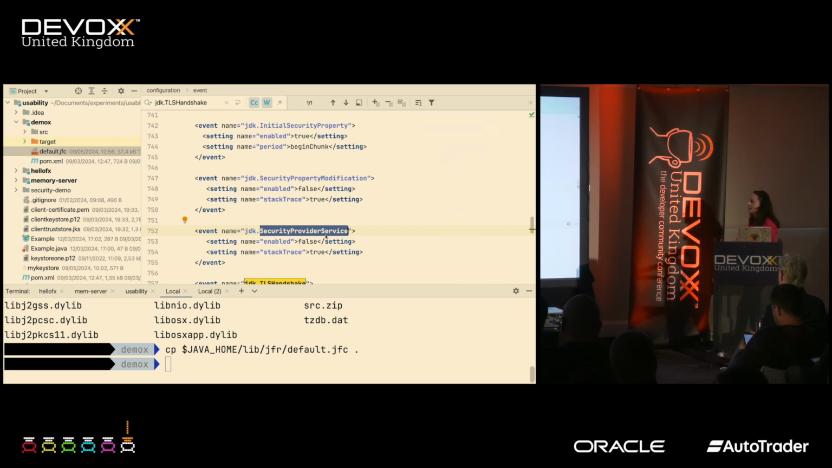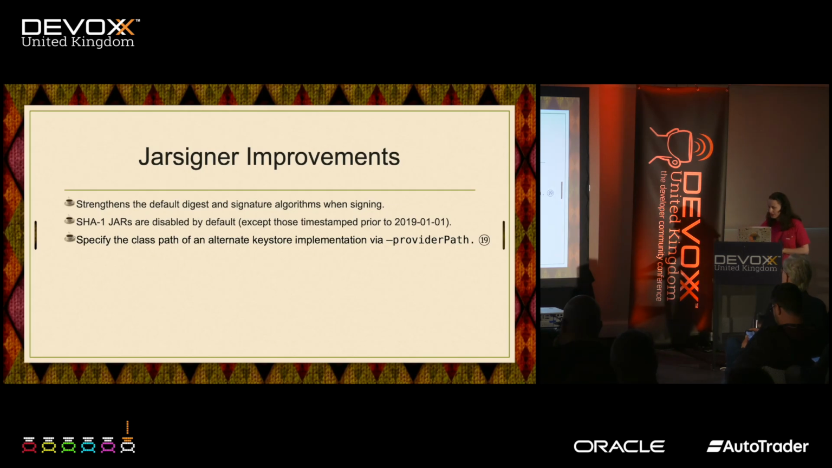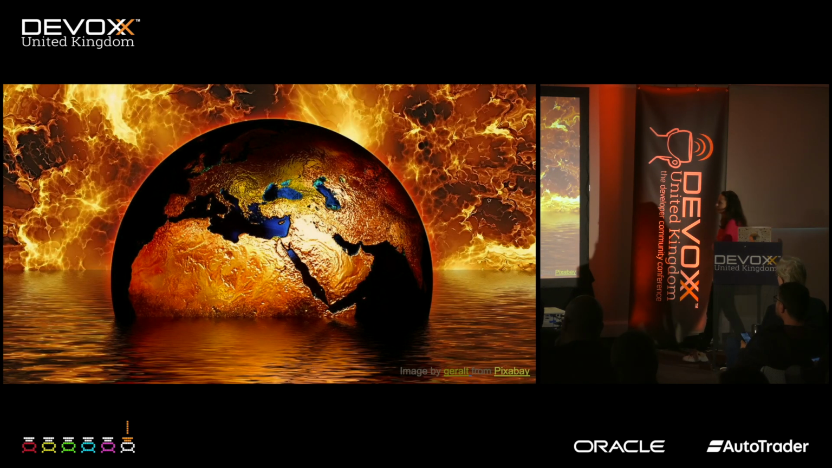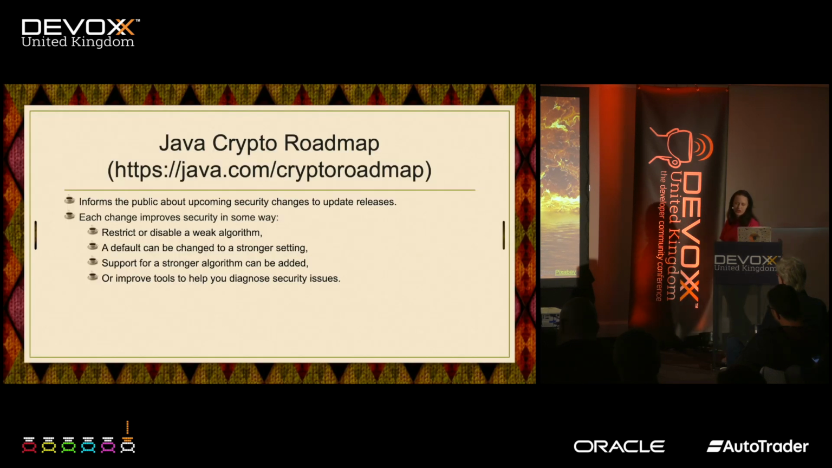So you can also look at these events and inspect how they have evolved with JFR view, starting with JDK 21. And apart from these changes, these changes are being selected based on a specific path. They are not randomly chosen. They evolved. The evolution of JDK security is done in a very transparent way, and you can find that by going to the Java crypto roadmap.